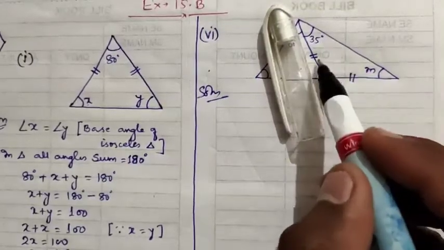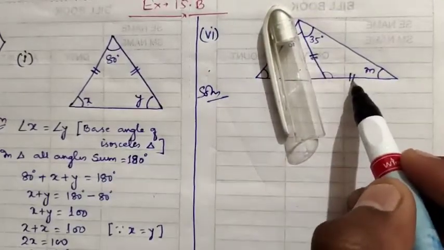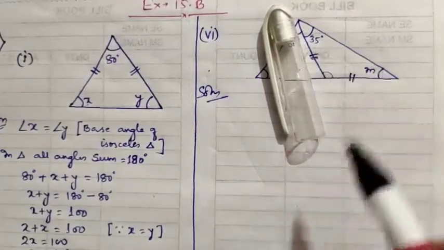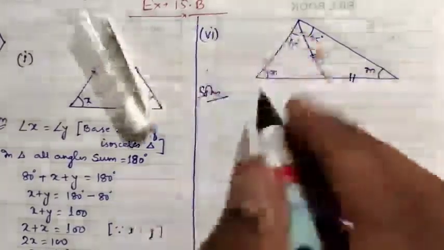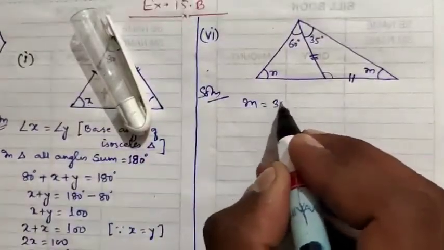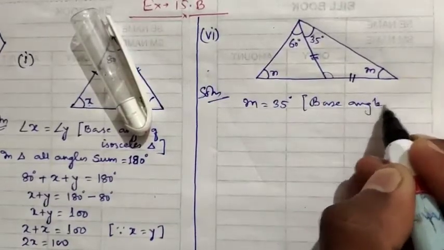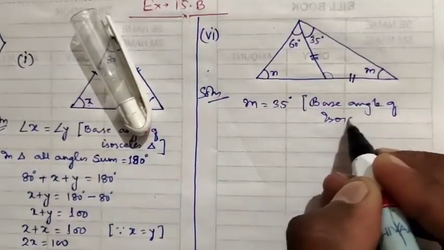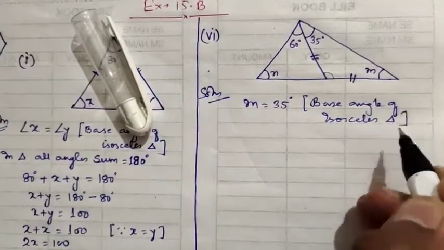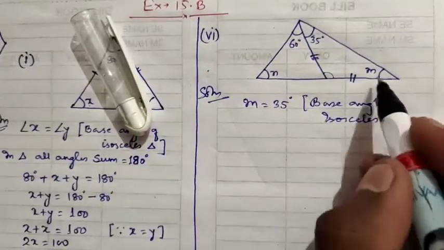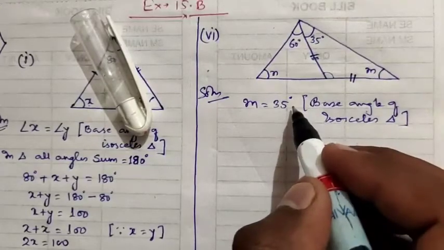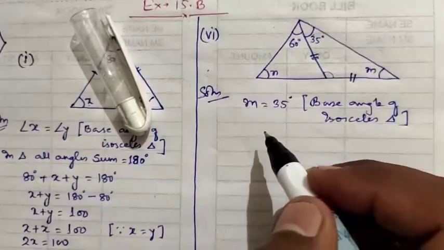As we can see in this triangle, these two sides are equal. It means that the angles opposite to these sides will be equal. Then we can say that m is equal to 35 degrees. Reason will be base angles of an isosceles triangle. We have got the value of m, that is m is equal to 35 degrees.